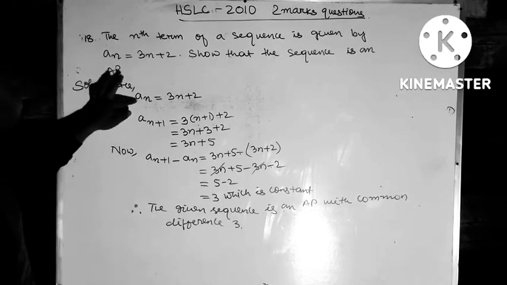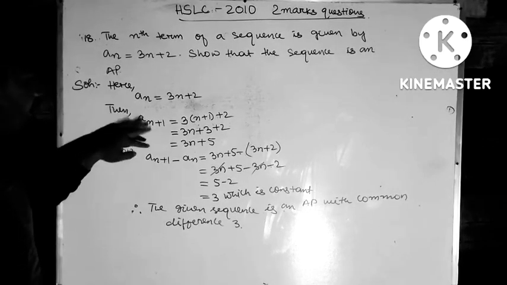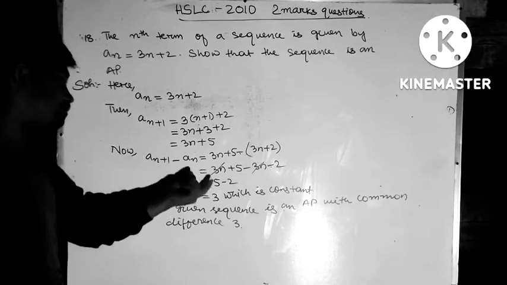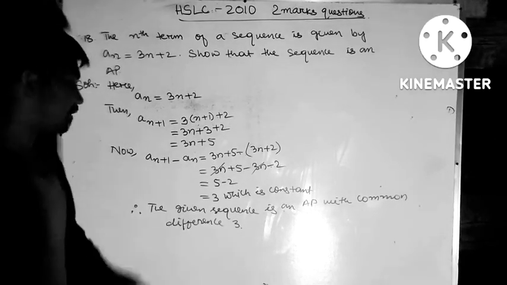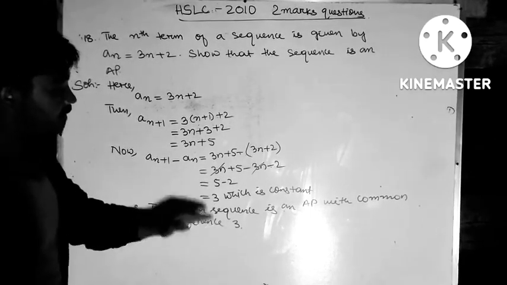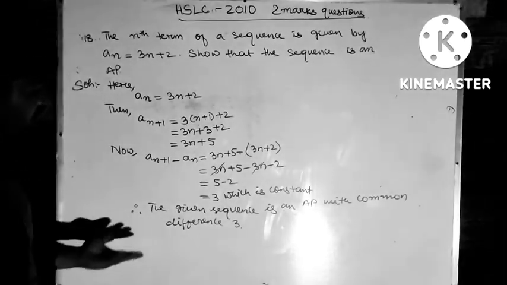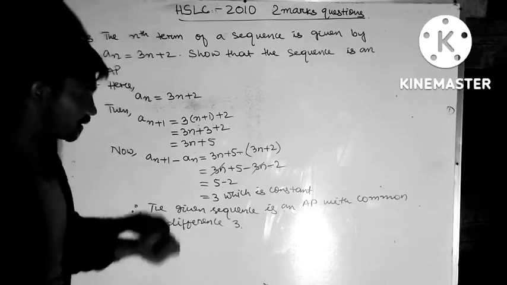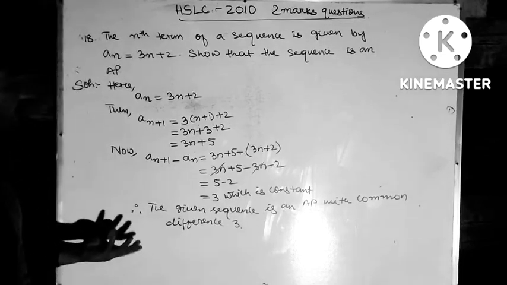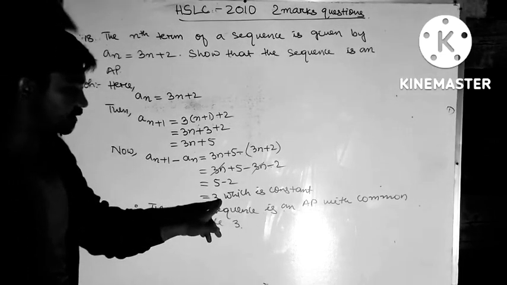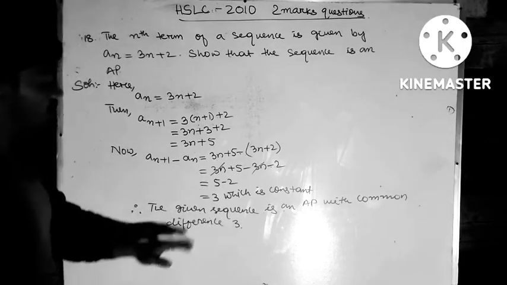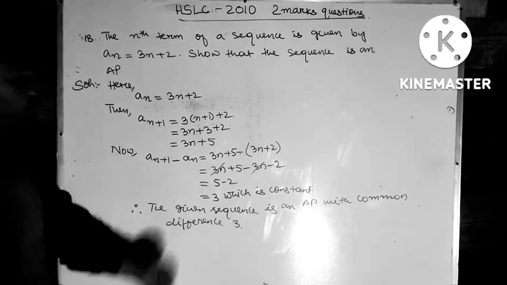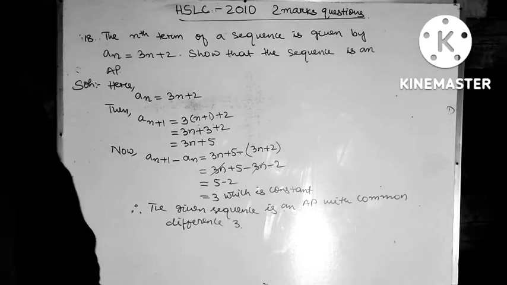First, the nth term is given. After that we find a(n+1) and subtract. If we get a constant term, that is a number, then it is an AP. If not, it is not an AP. If it was 3n here, then it is not an AP. If we get a number like this, then it is always an AP.